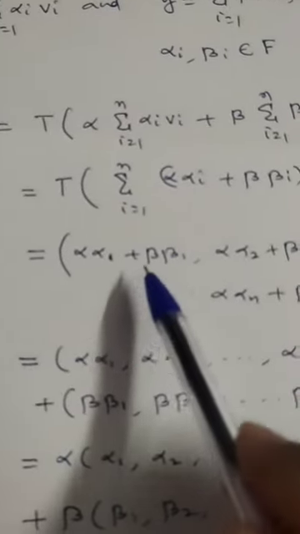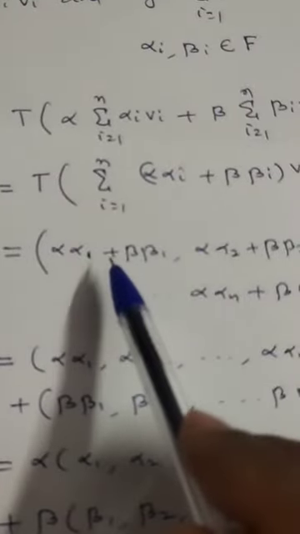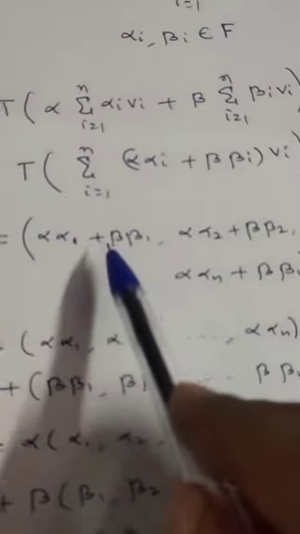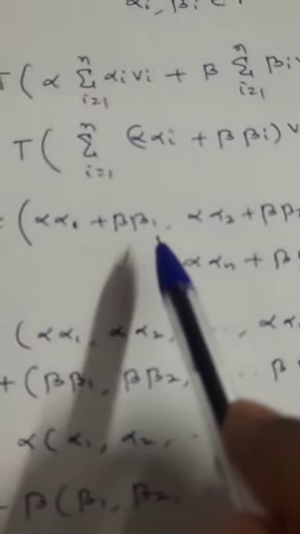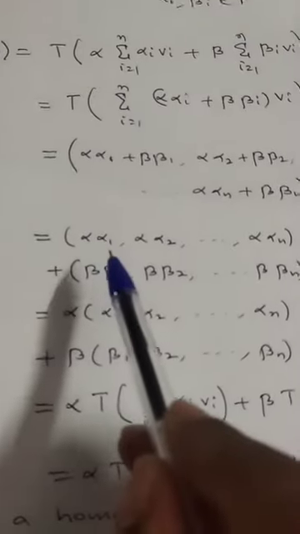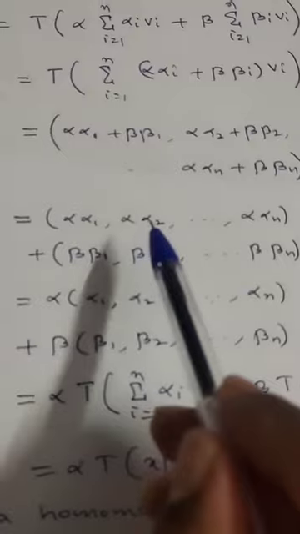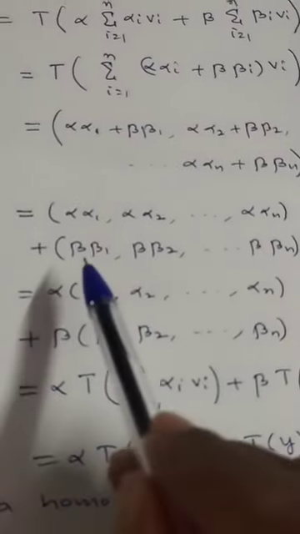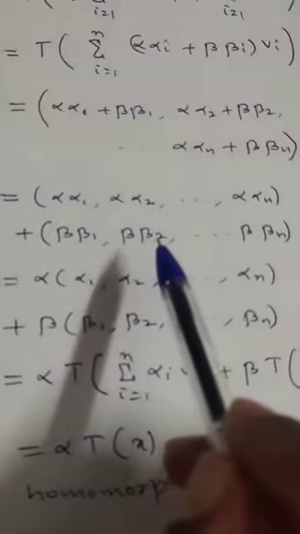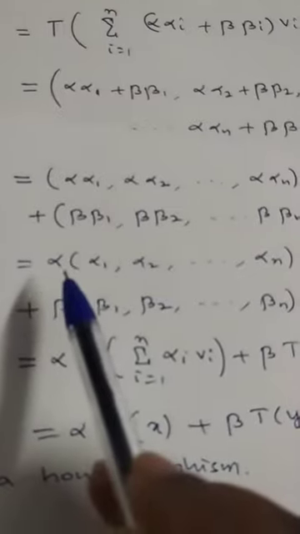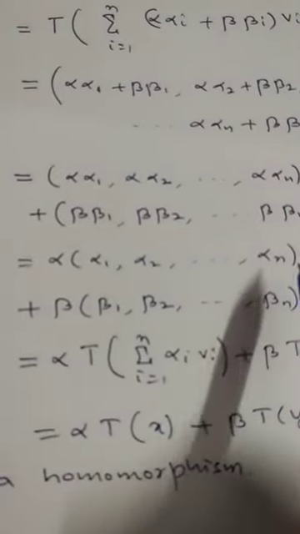So what will happen according to our definition of T? These are the scalars. So I'll write alpha into alpha 1 plus beta into beta 1, comma, alpha into alpha 2 plus beta into beta 2, etc., alpha into alpha n plus beta into beta n. So this is equal to alpha into alpha 1, alpha into alpha 2, etc., alpha into alpha n, plus beta into beta 1, beta into beta 2, etc., beta into beta n. So I have taken alpha as a common factor in the first term, and beta in the second.